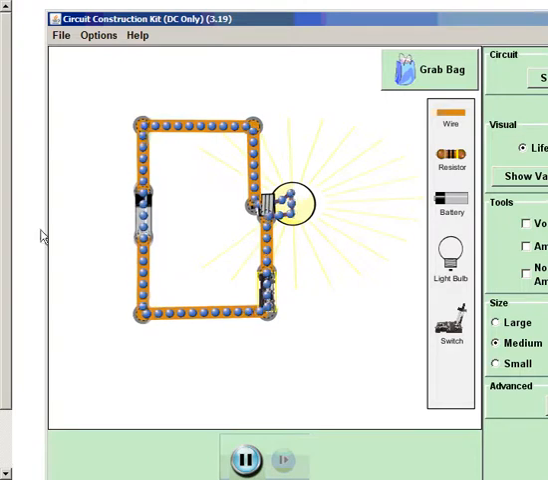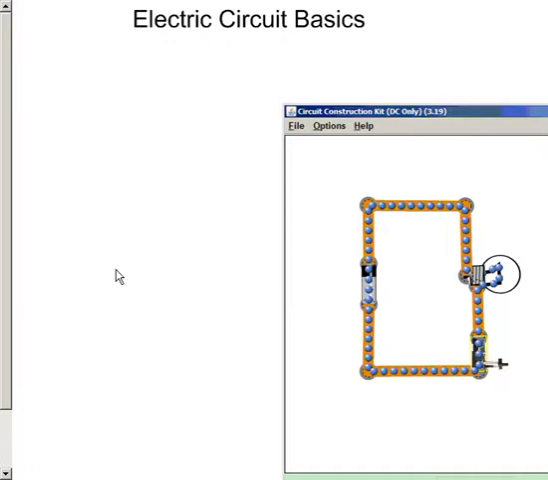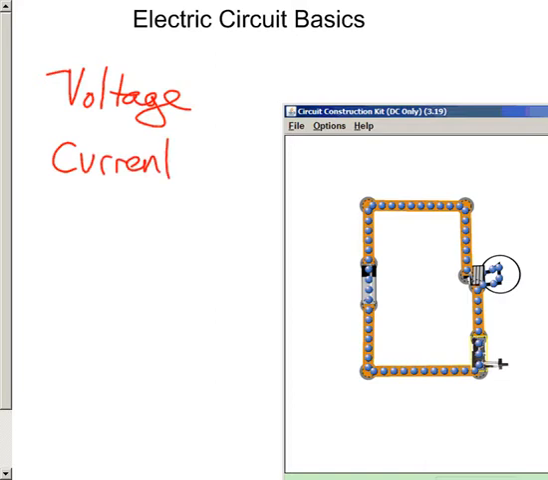The three concepts that are involved then are voltage, current, and resistance. All electric circuits have all three properties. Let's take a look at what they mean.